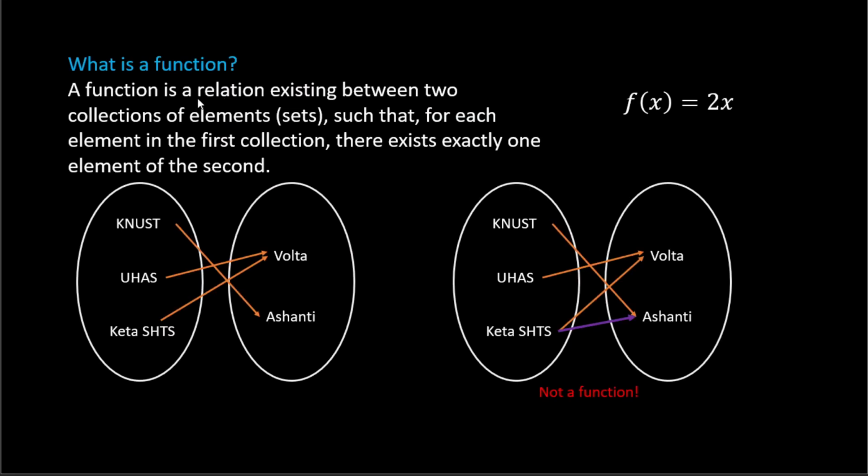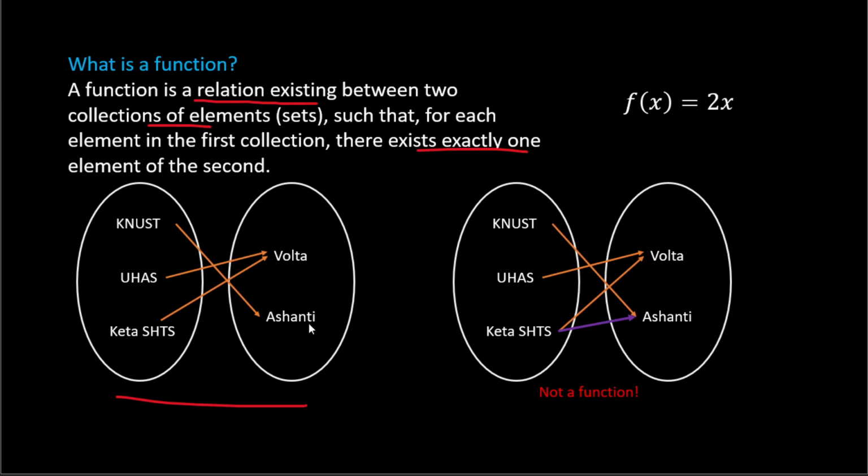Formally, a function can be defined as a relation existing between two collections of elements, such that for each element in the first collection, there exists exactly one element of the second collection. And it's important that we consider this ending part of the definition, such that for each element in the first collection, there exists exactly one element of the second. So right here, we can see that for this diagram, this relation over here, each element in this first collection is having only one element in the second. It's associated with only one element of the second collection.